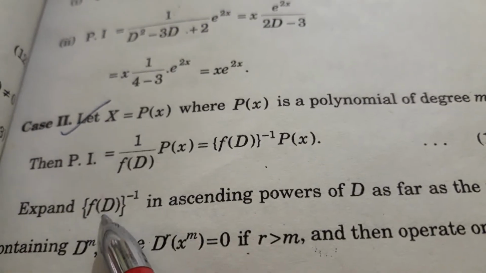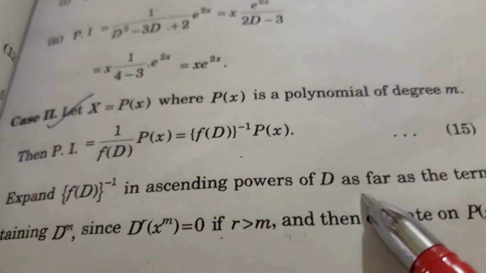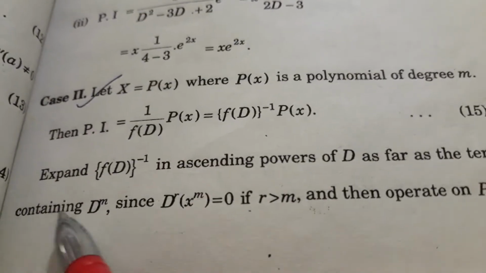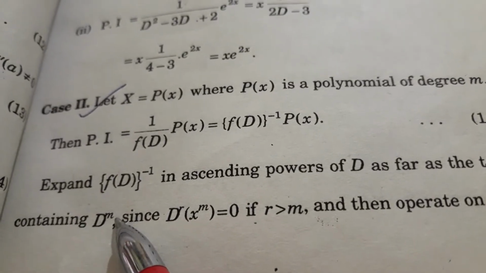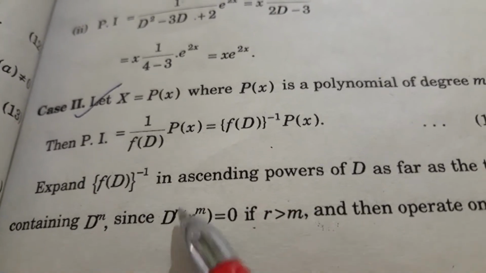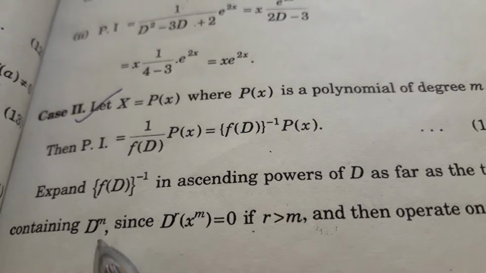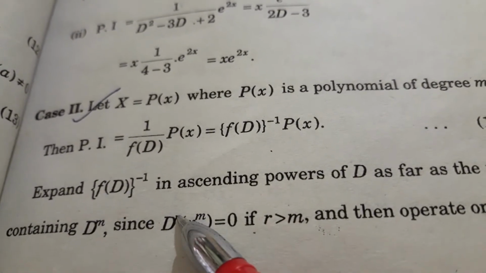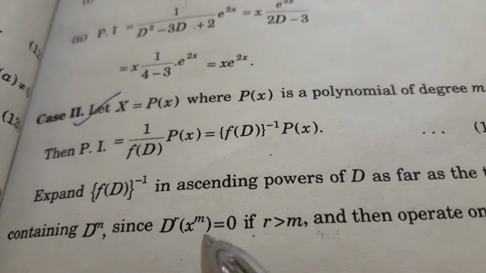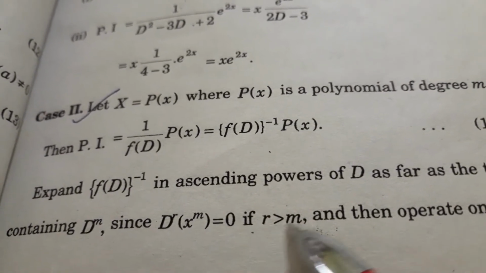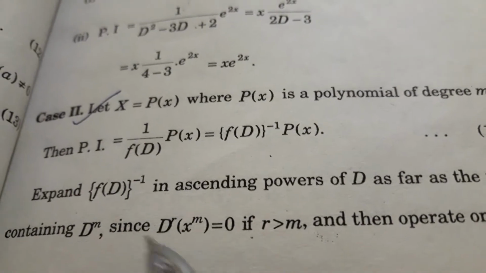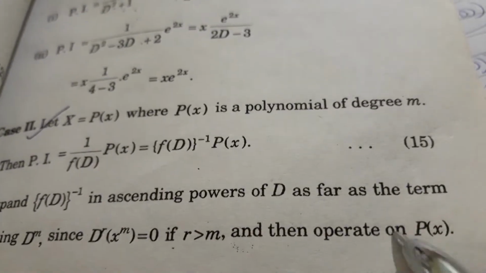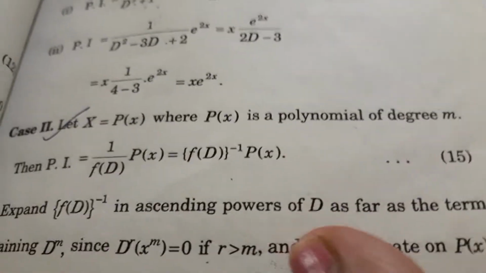We will expand f(D) inverse in ascending powers of D as far as the term containing D to the power m. D to the power m means the mth order derivative, since the rth order derivative of x to the power m is 0 if r is greater than m. I'll explain in detail, and then operate on P(x). Now what does this mean?